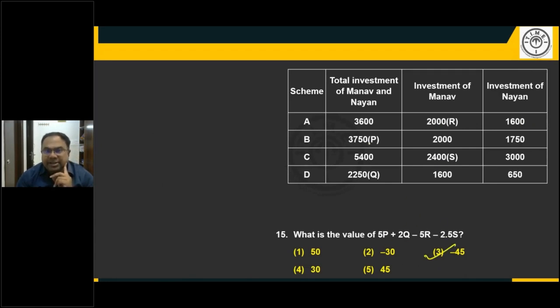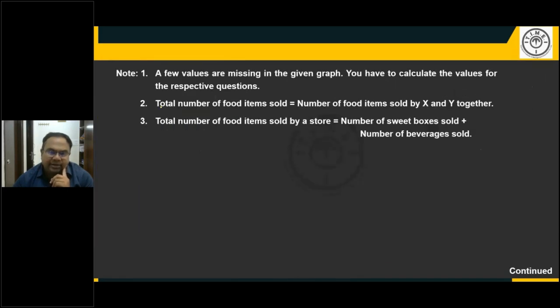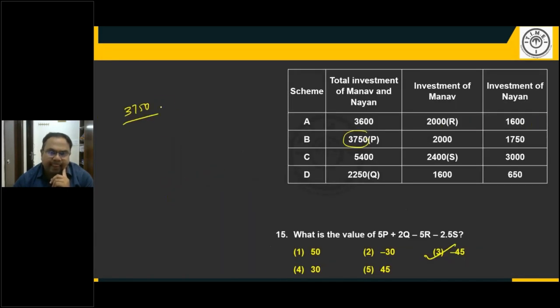But to find out P, this is not P value. Don't make this mistake. It is 3750, the P value. Out of how much is P? 15,000? Right. 3750 out of 15,000 into 100. 15 to 30, 75, 15.5. So P is 25.